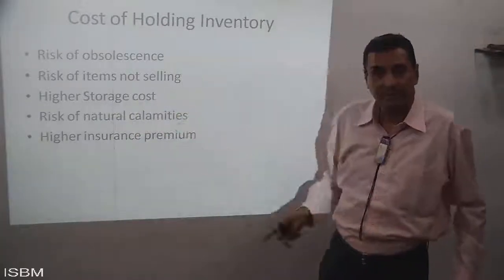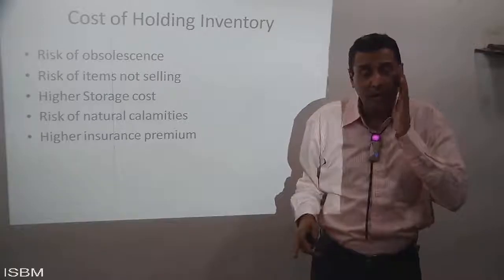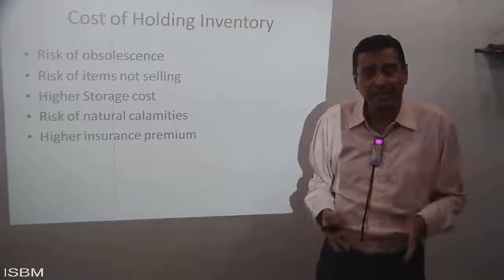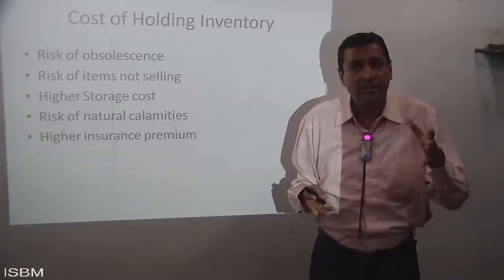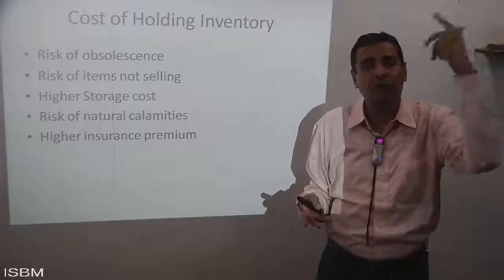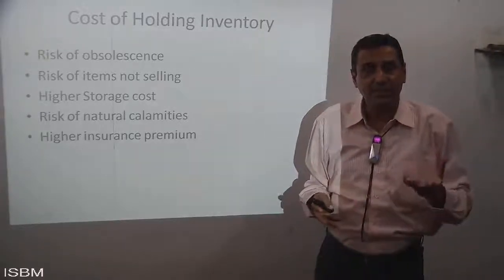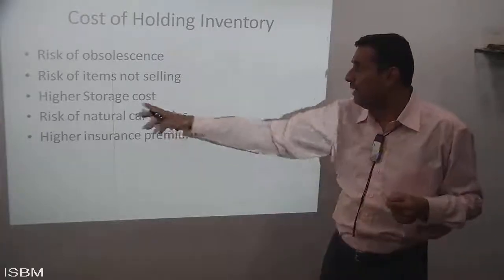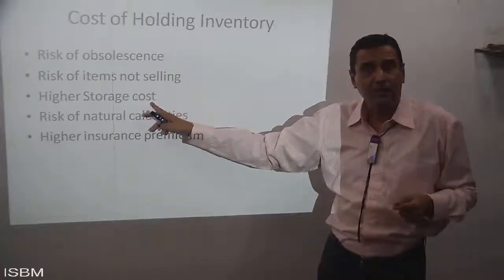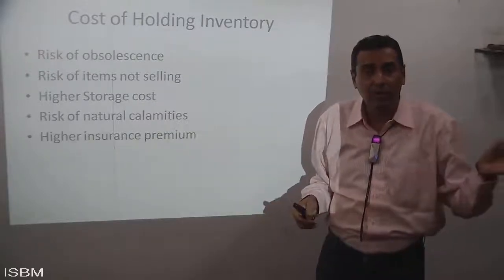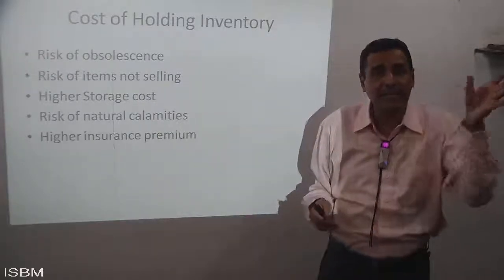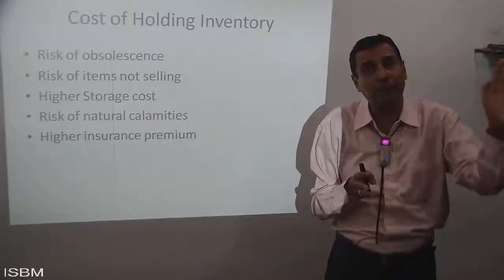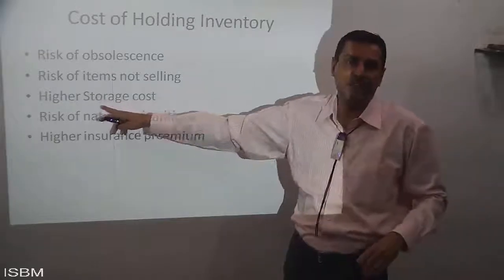Higher storage cost. This is one of the important problems. You have procured the raw material in a huge quantity. As a result, you have taken a number of godowns on rent. So your inventory has piled up, your holding cost has increased, and your storage cost is increasing, because earlier you were hiring one godown, but because you want to store the material in another godown, you have hired another godown. Because of hiring another godown, you have to pay the rent. So this results in higher storage cost.